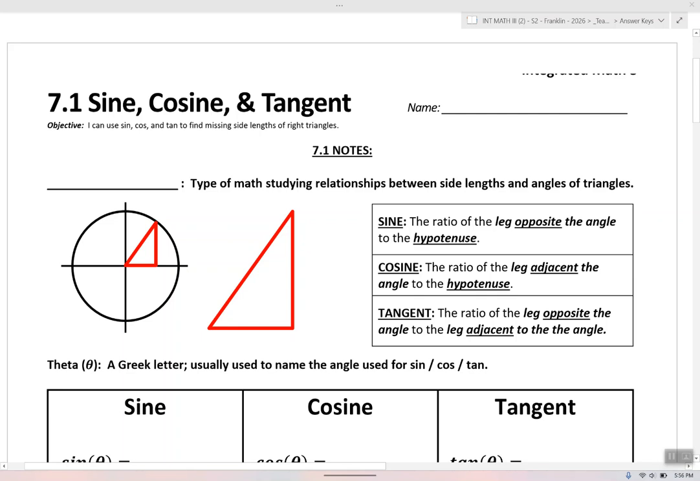Okay, we are starting a unit on trigonometry here with sine, cosine, and tangent. So, like I just said, trigonometry, see if I can fit it on here and spell it right. Trigonometry is this type of math studying the relationships between side lengths and angles of triangles.